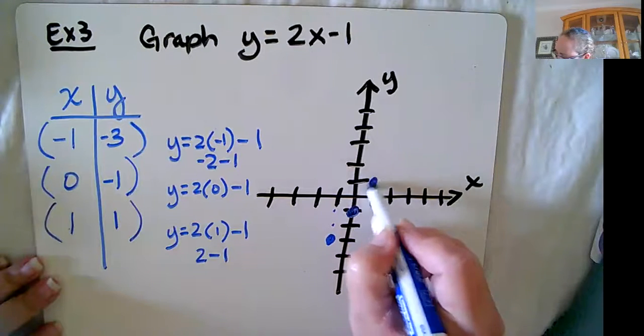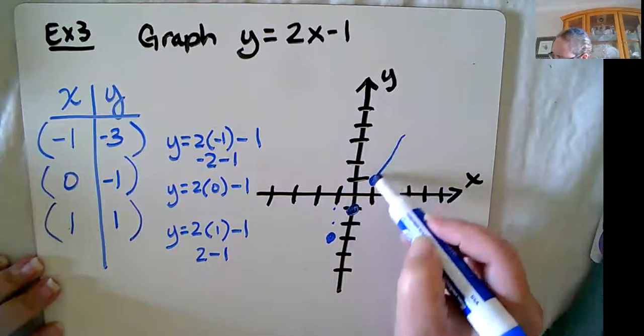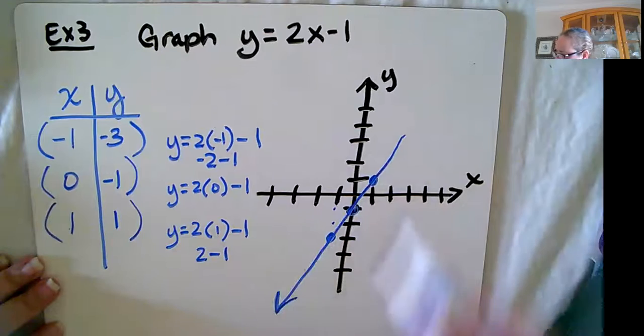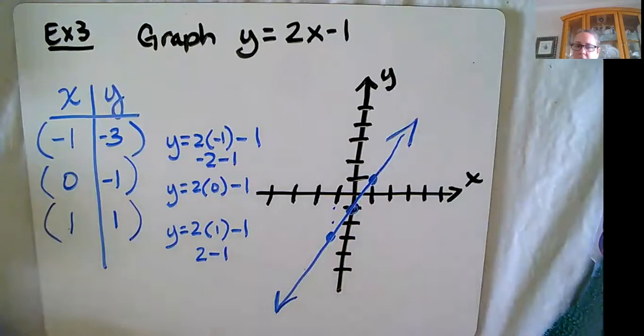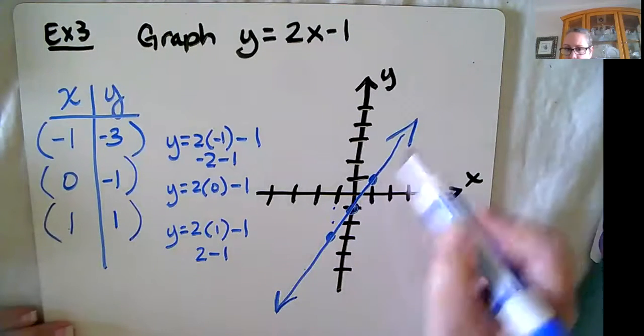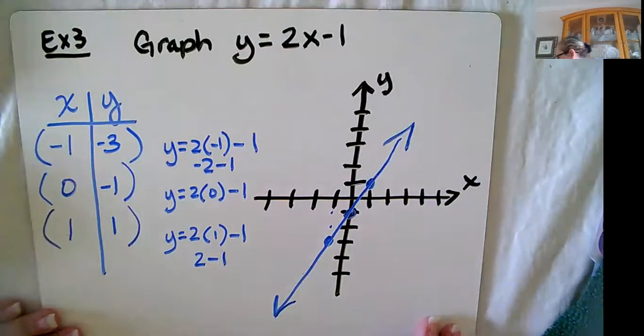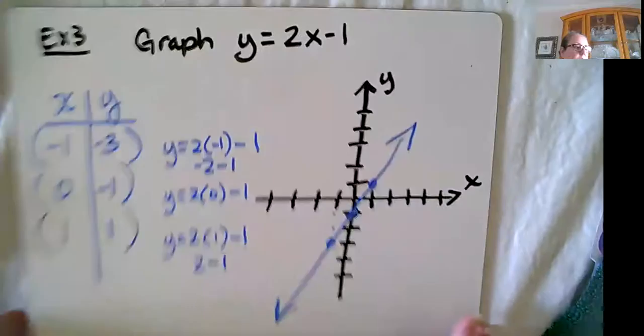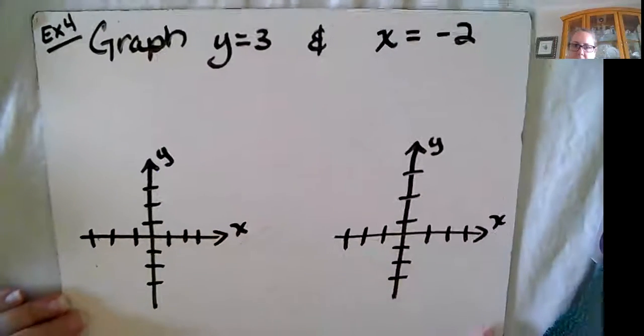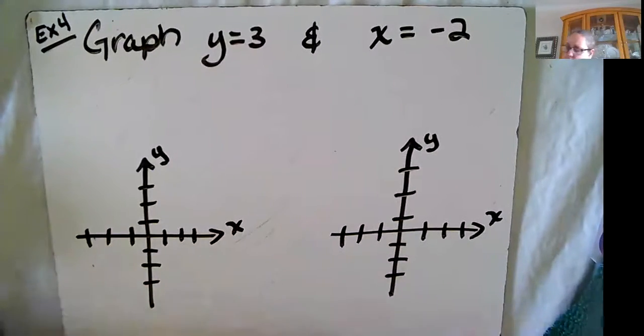When you connect the 3 points, you get our linear equation. If you don't get a straight line, you did something wrong. So that's example 3. Now we're moving on to the last one from this section, which is example 4.